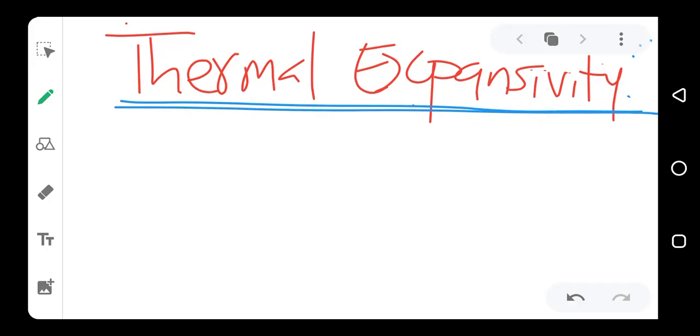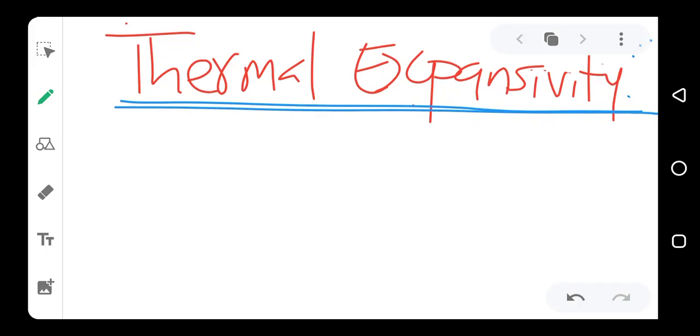When you have your rubber band and you stretch it, the length will increase, but it is not a thermal expansivity because you are just stretching it. It is not increase in temperature or change in temperature that is bringing about the increase in length.